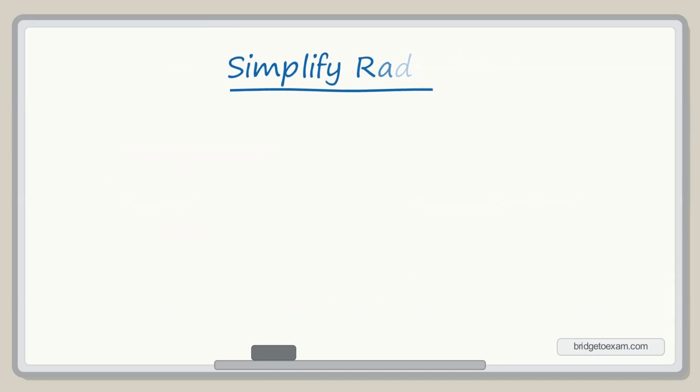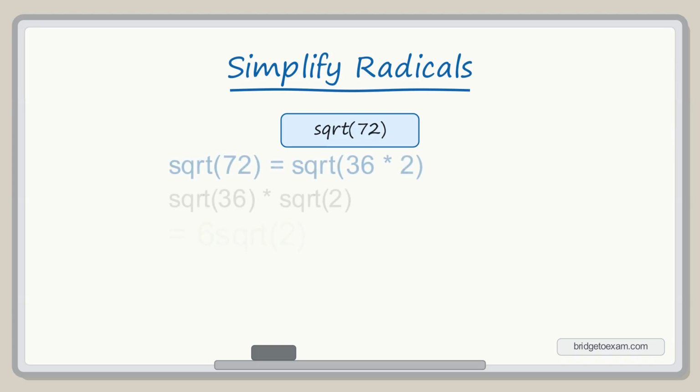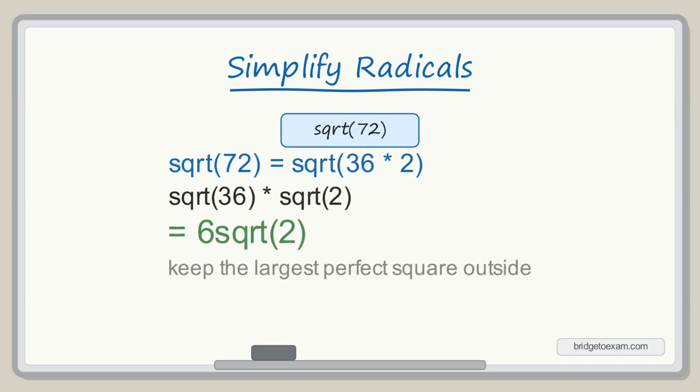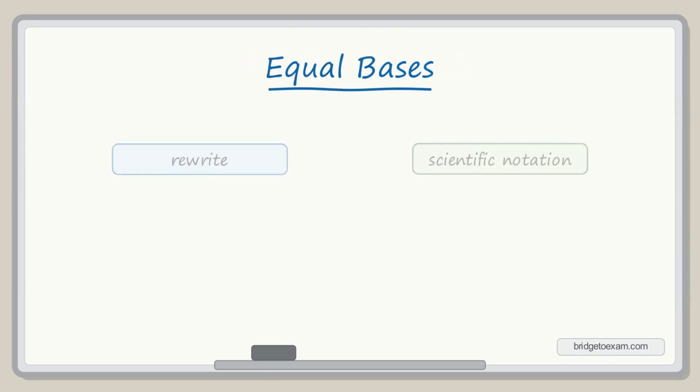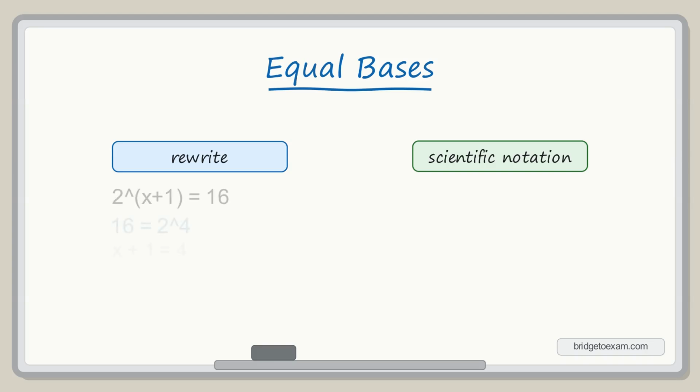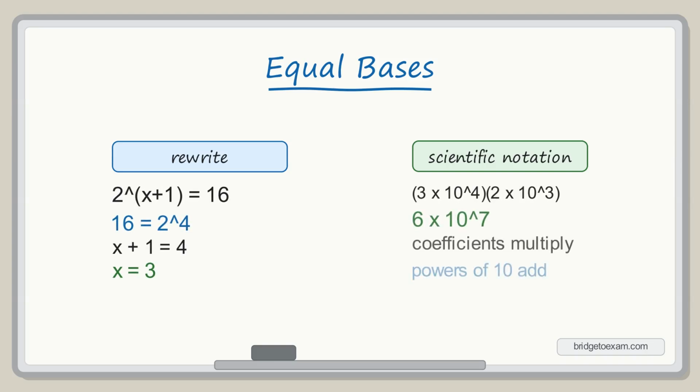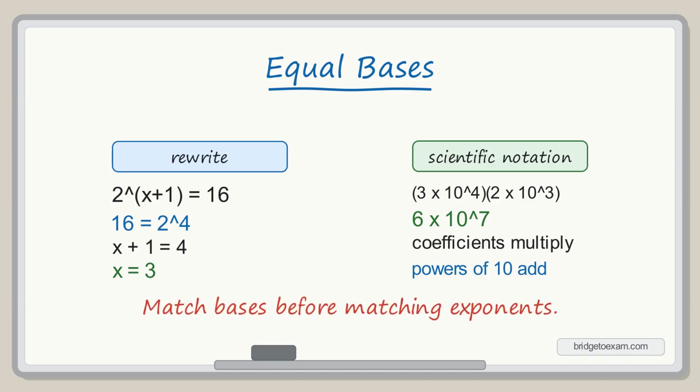To simplify a square root, factor out the largest perfect square. 72 is 36 times 2, so the square root of 72 is 6 times the square root of 2. Equal base equations let you match exponents after the bases are rewritten. Scientific notation uses the same idea: multiply coefficients and add powers of 10.